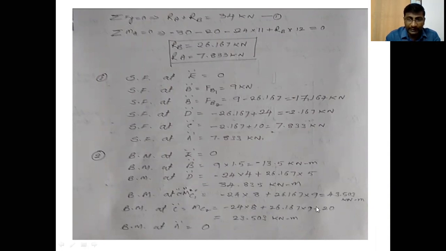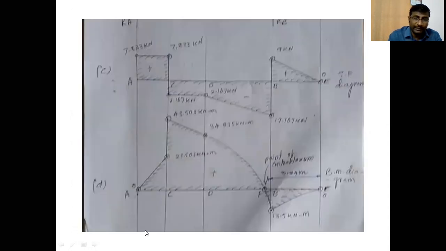Simply, in the previous equation, minus 24 into 8 plus 26.167 into 9 as it is, and simply minus 20. That is, the couple is considered here. The 43.503 kilonewton meter is without considering the couple. Minus 20 gives 23.503 with considering the couple. Therefore, the bending moment without considering the couple is 43.503, and with considering the couple is 23.503 kilonewton meter. These are the two values of bending moment. The bending moment diagram suddenly changes at point C, because there are two bending moment values there.